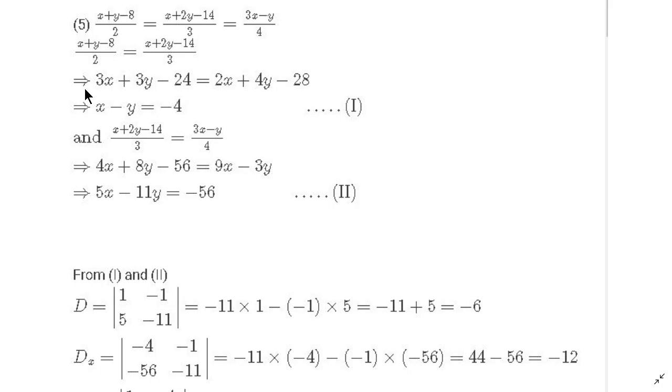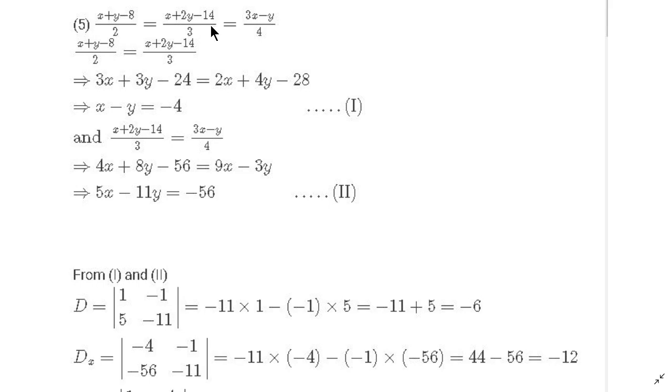Now we can see here 3x minus 2x, this is x, positive, so we will get it on the left side. 3x minus 2x is x, 3y minus 4y is minus y, is equal to 24 will be positive on the other side, but 28 is negative, so minus 4. This is the first equation. So we took these first two.